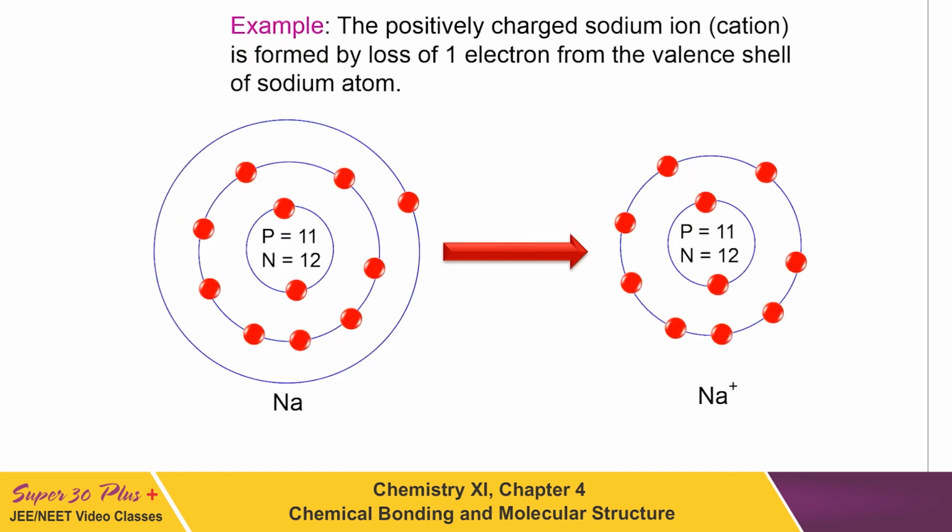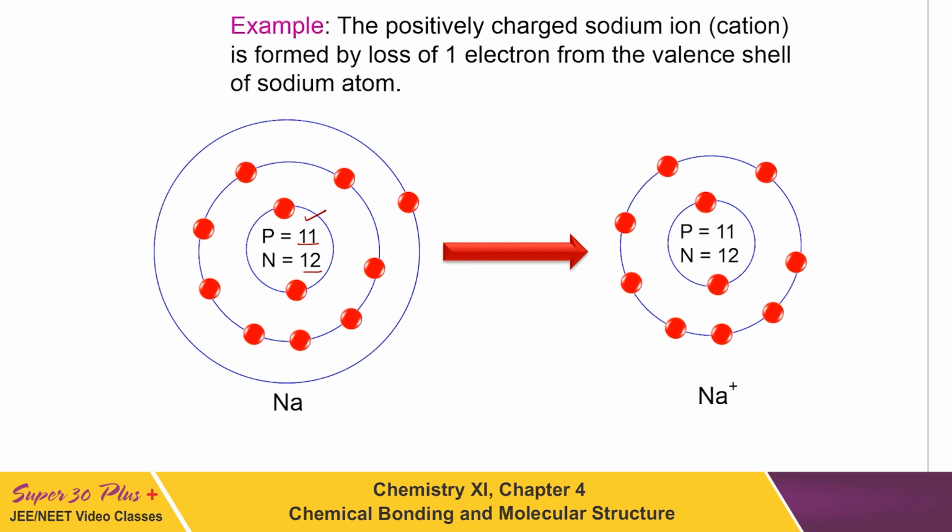Here is the example. What do you see in front of you, students? There is a sodium atom in which 11 protons and 12 neutrons are there in the nucleus, and 11 electrons revolving around these 11 protons and 12 neutrons, which form the nucleus.